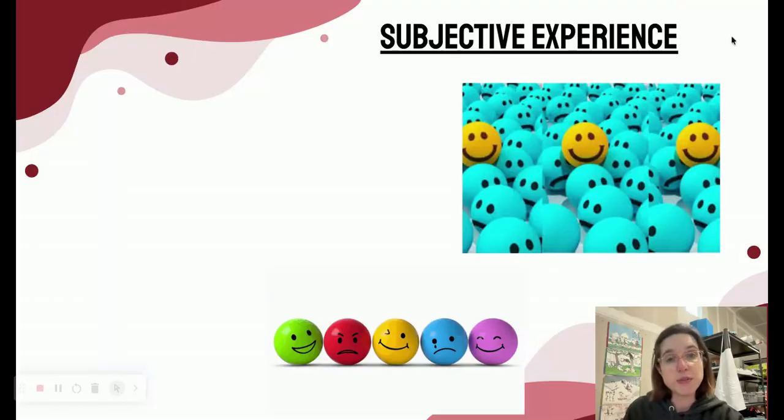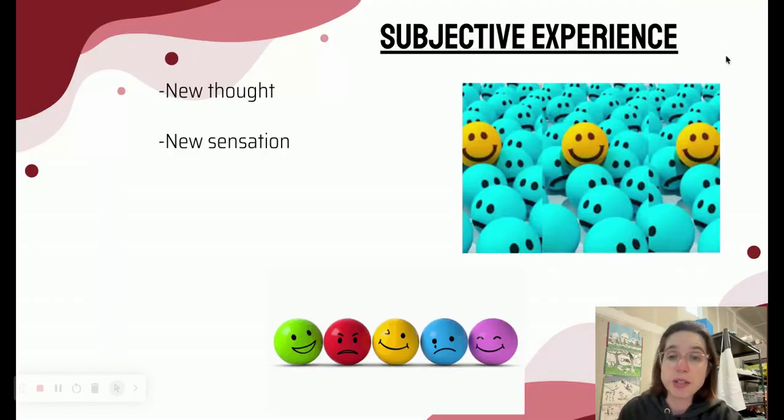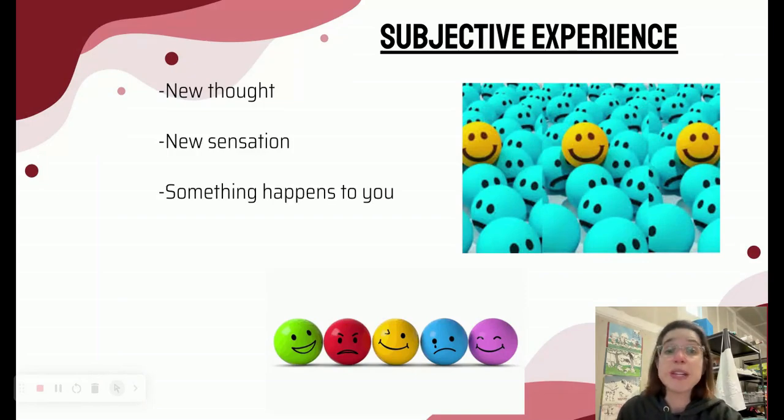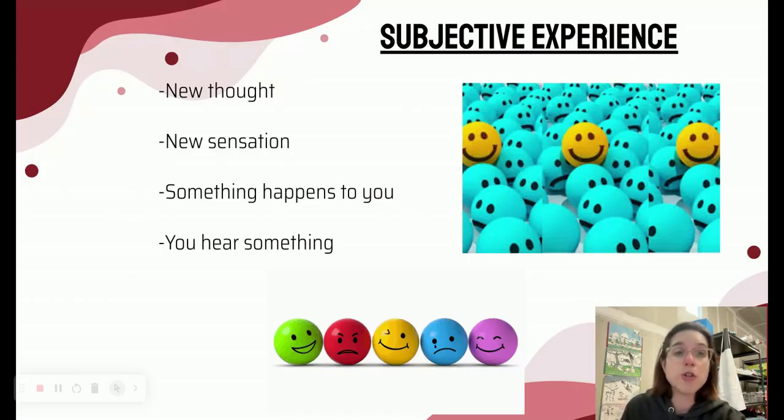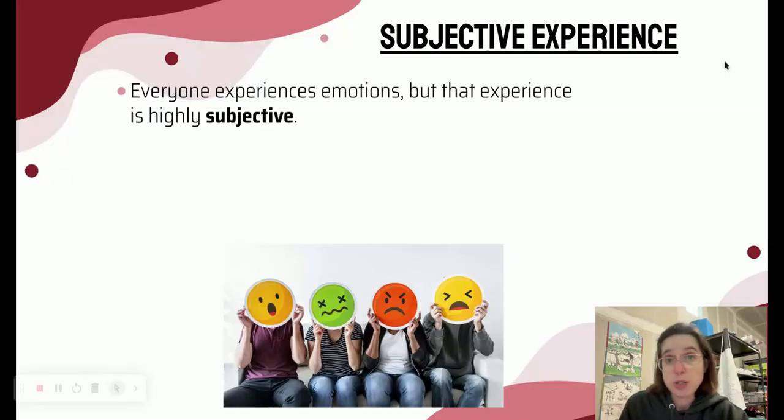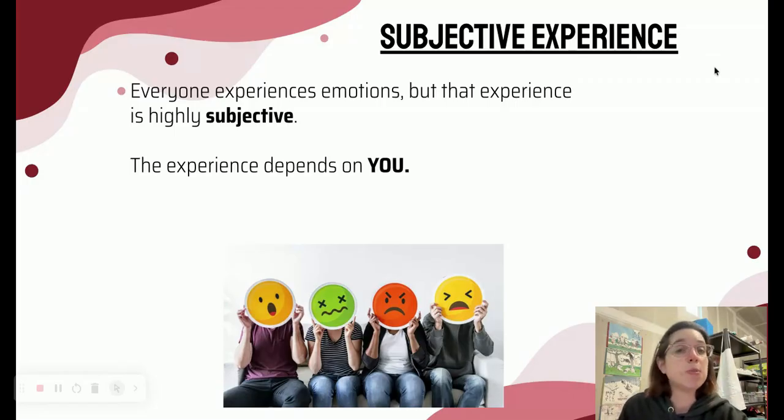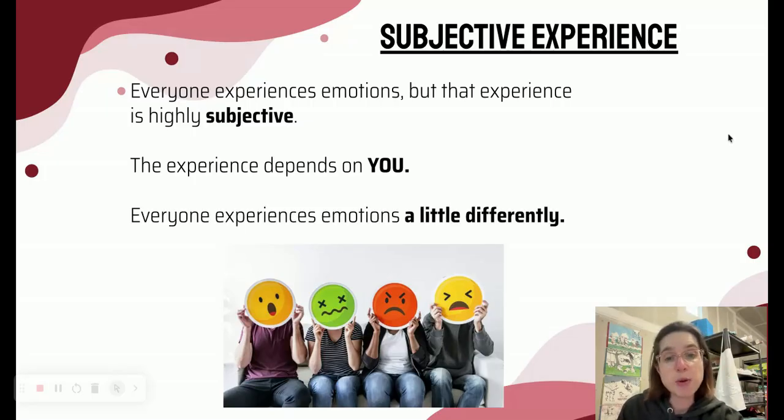For the subjective experience, this is where there's a new thought, a new sensation, something happens to you, you hear something, right? This thing occurs to you, and then you experience the emotion. Everyone experiences emotions, but that experience is highly subjective. What that means is the experience depends on you. The way I experience happiness is going to be different than the way that you experience happiness. Everyone experiences emotions a little differently and to different degrees. That's what makes it subjective.